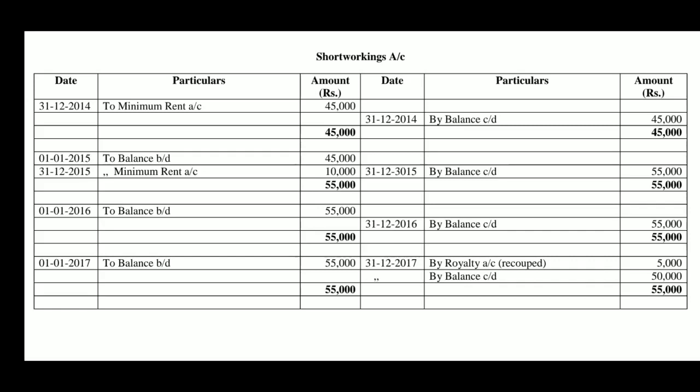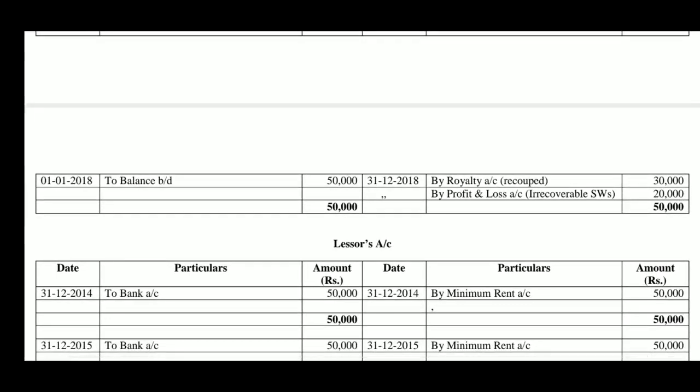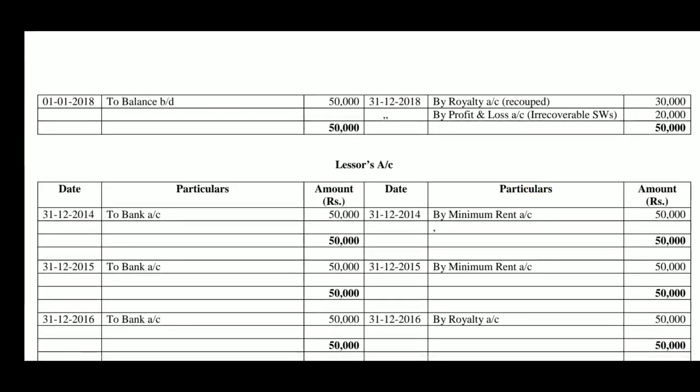Now, in this year, short workings to the extent of 5,000 is recouped. So, by royalty account 5,000, see within brackets it is given recouped. Then out of 55,000, 5,000 is recouped, balance 50,000 is further carried forward to 2018, that is the last year, where we can see 1/1/2018, to balance brought down 50,000.